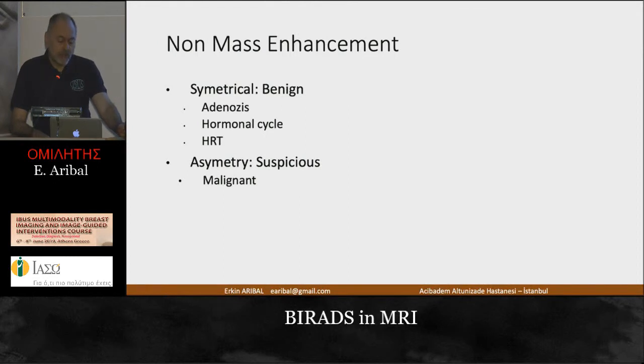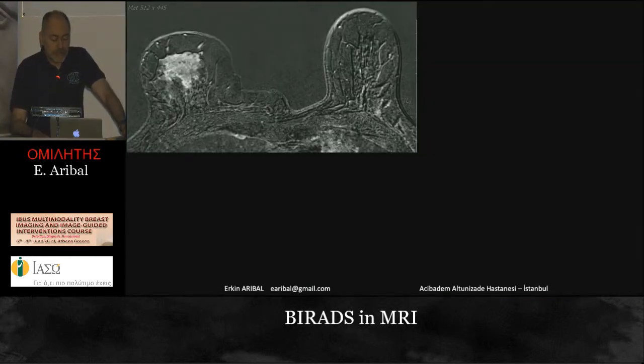Most of the time when it is symmetrical, it's benign. And when you have a lot of non-mass enhancement or background enhancement, it may be caused by the hormonal cycle. Some patients with hormonal therapy also show these enhancements, but if there is an asymmetry, there should be a suspicion for malignancy. This is an asymmetric parenchymal enhancement. It looks like it is not. This was reported as normal asymmetrical parenchymal enhancement.